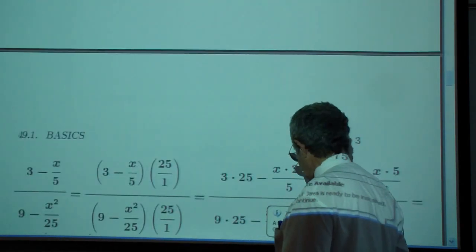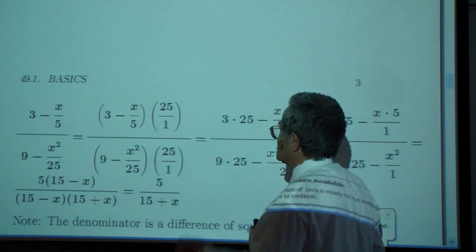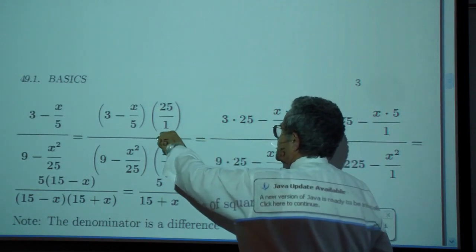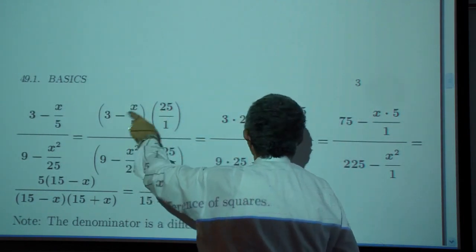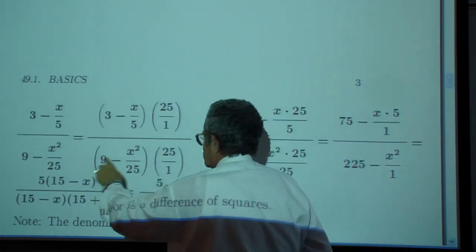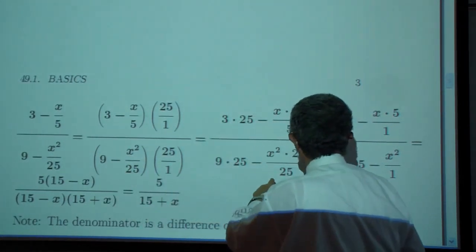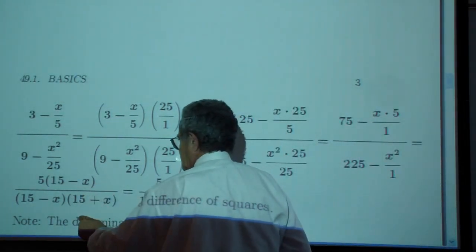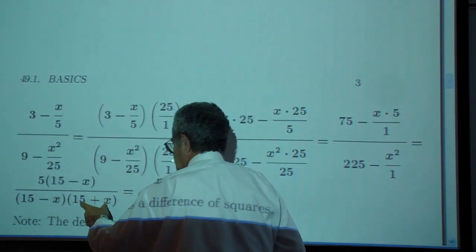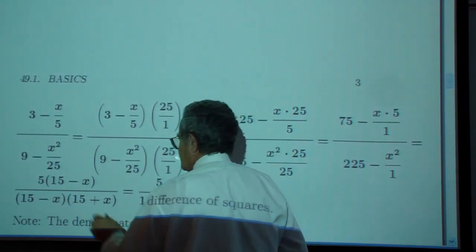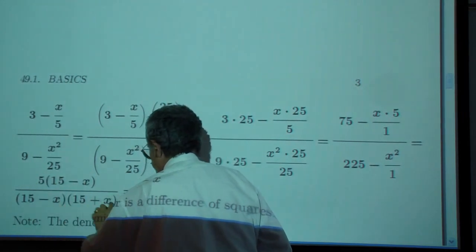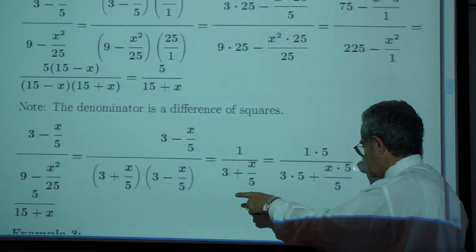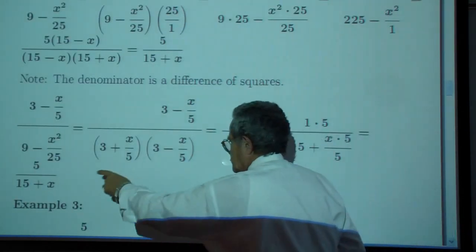If you don't recognize that, then you can multiply numerator and denominator by the LCD 25. The fractions drop out, you distribute, you get 3 times 25, you get 5 times x. You get 9 times 25 minus x squared. And that becomes 5 times x minus 15 over 15 minus x times 15 plus x. And the 15 minus x drops out. You're left with 5 over 15 plus x. As I said, you can do it this way, and you get the same answer more quickly.